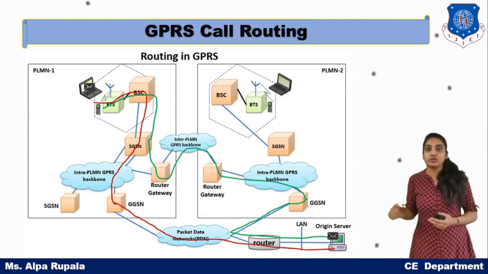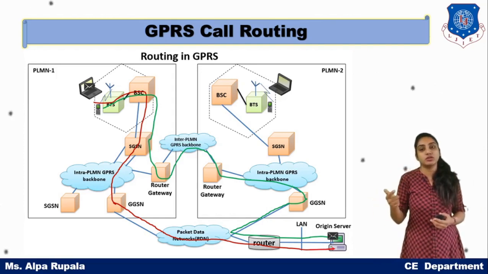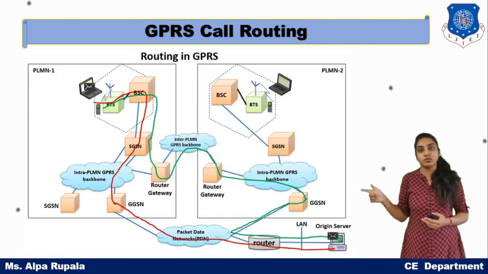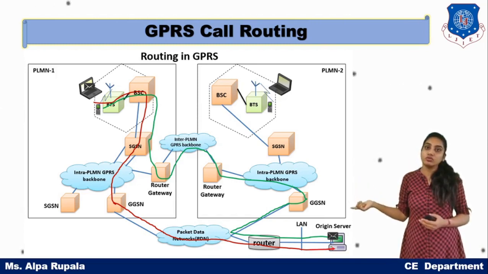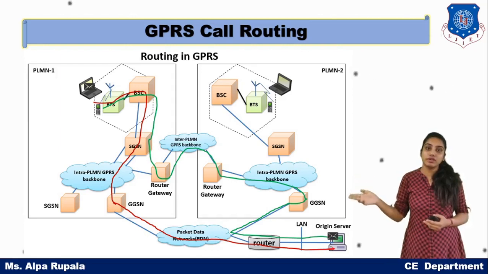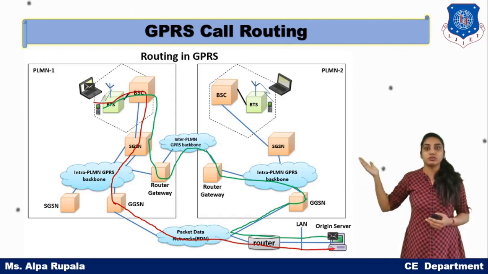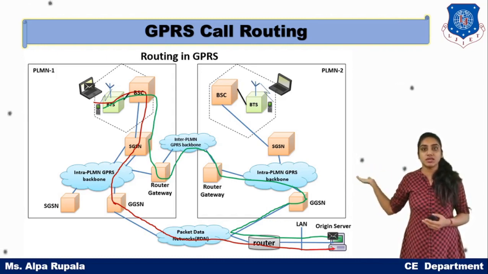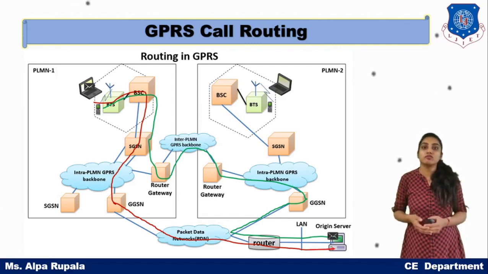You can follow the green line. That green line goes from the server to the PLMN2 GGSN to the PLMN2 SGSN, from the router gateway to the inter-PLMN backbone network, to the other gateway router, and from there to the relevant foreign SGSN, then to the BSC, BTS and MS. So this is the whole process of call routing in GPRS.